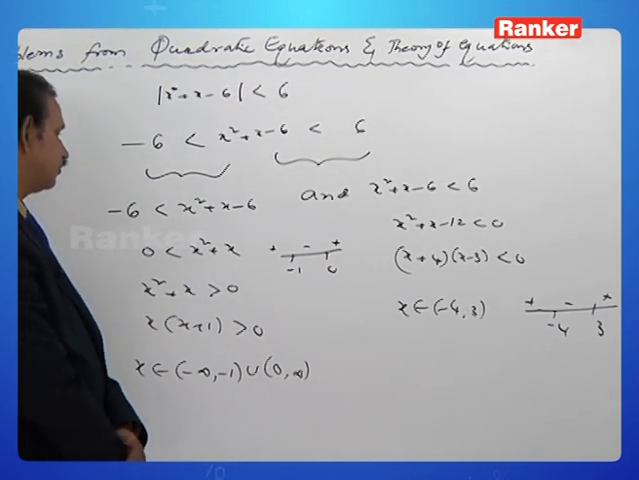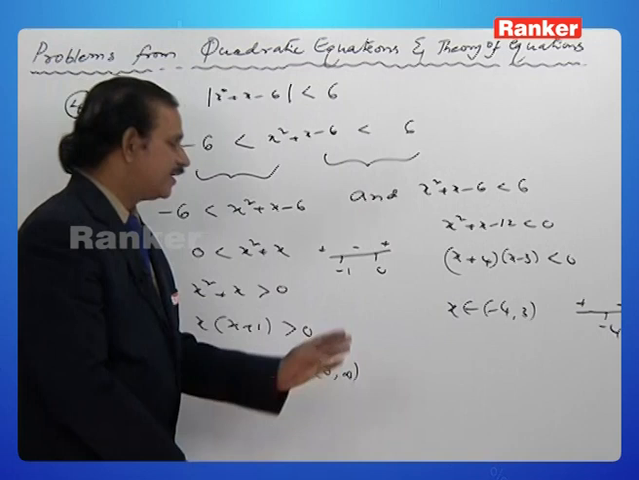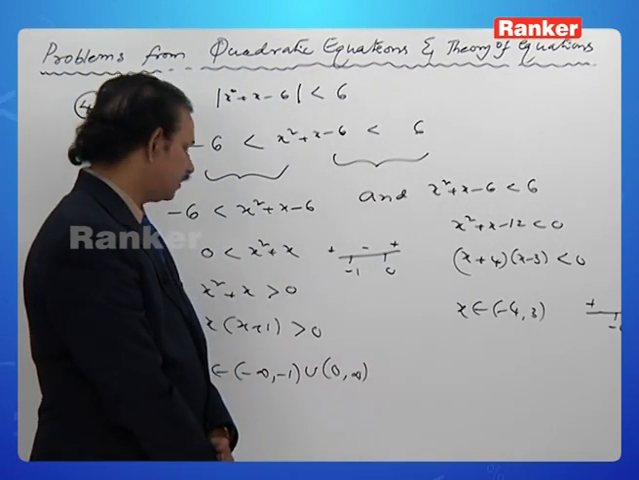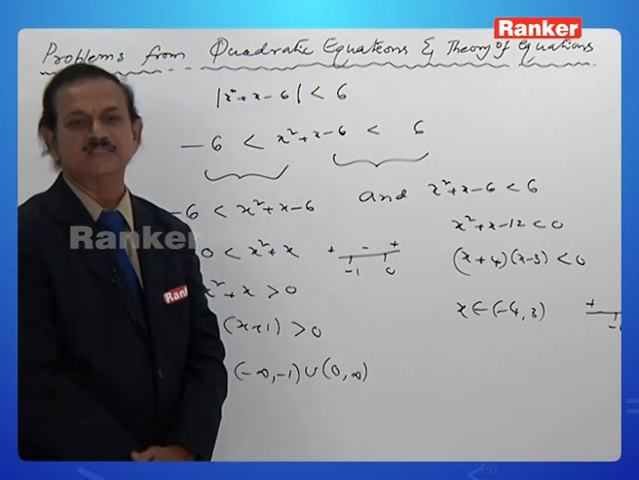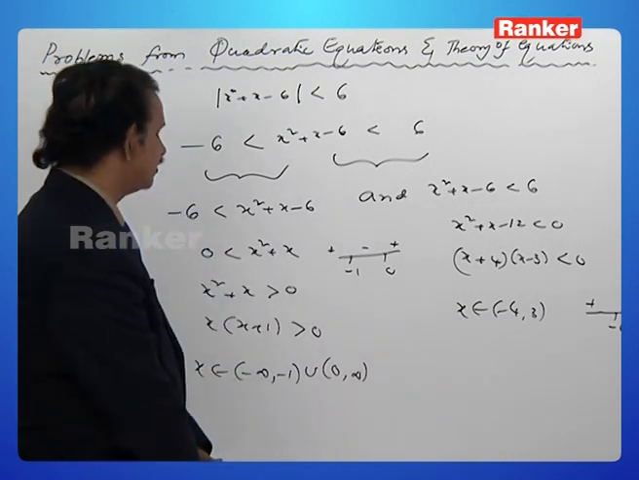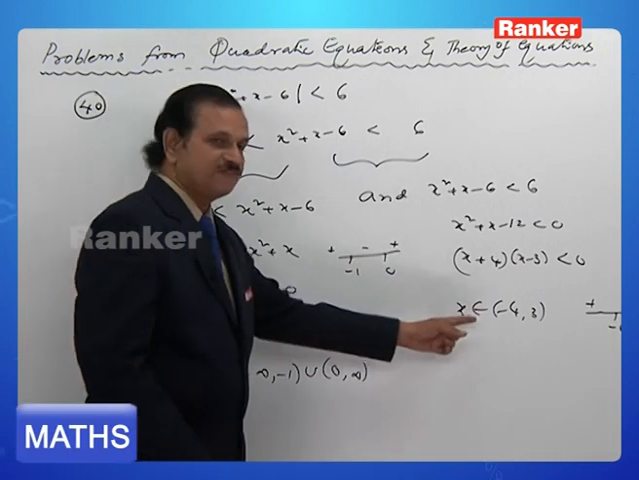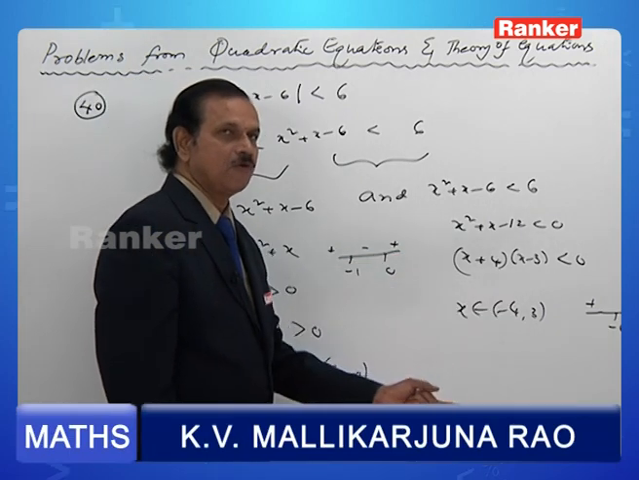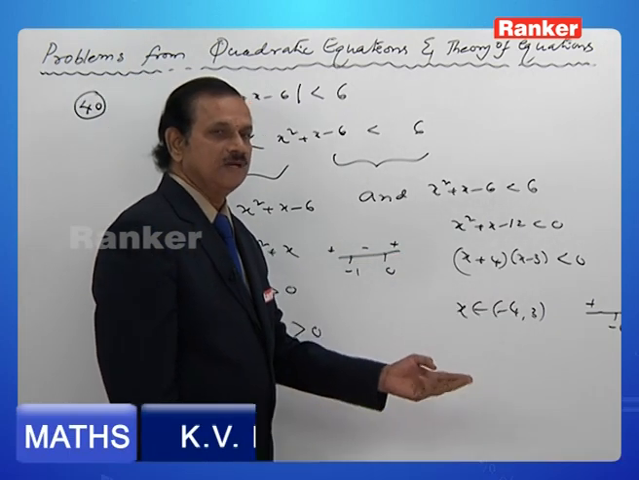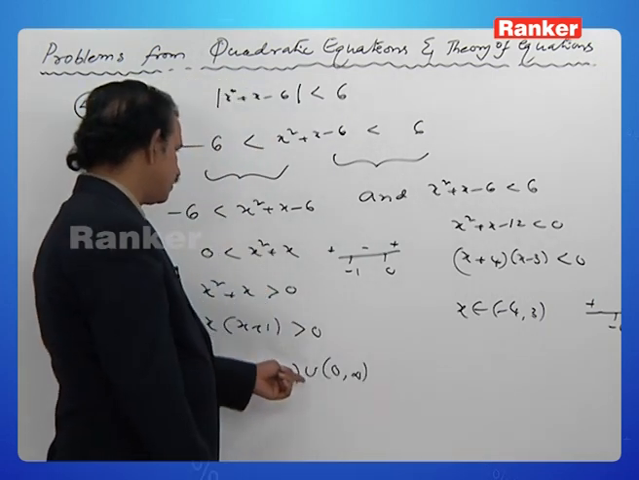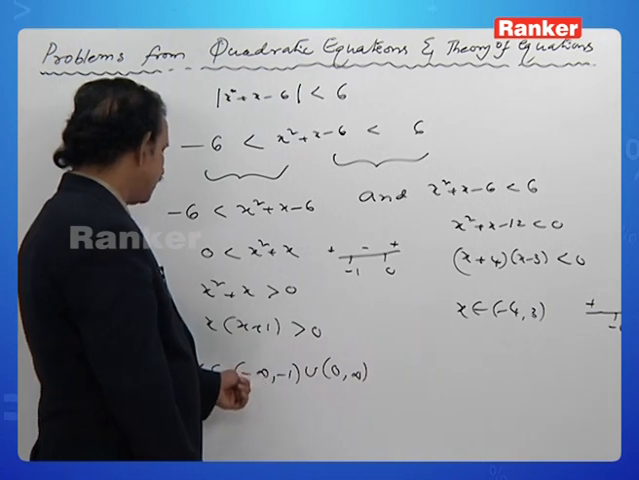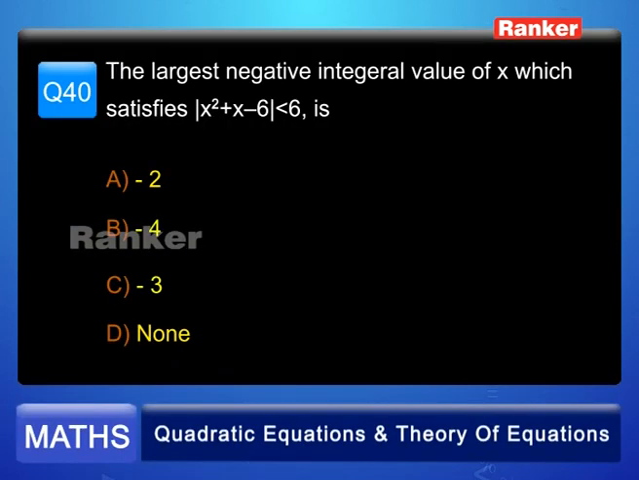Well, you observe these two. Minus infinity to minus 1 union 0 to infinity, and x belongs to minus 4 to 3. What is the largest negative integer? Minus 4 to 3 if you proceed: minus 4, minus 3, minus 2 to 3. Of course, this is up to minus 1. Therefore, what is the largest integer? Minus 2. Hence, option A is the right option.